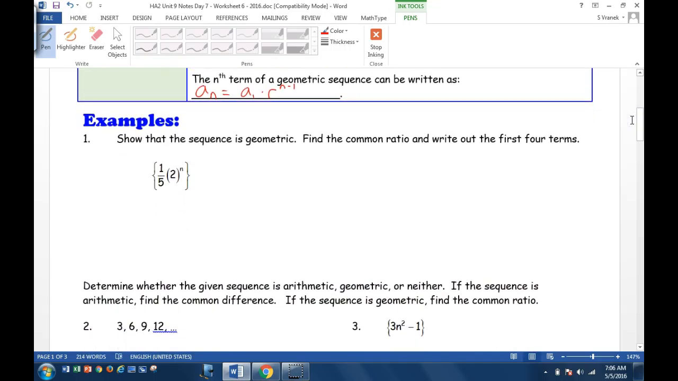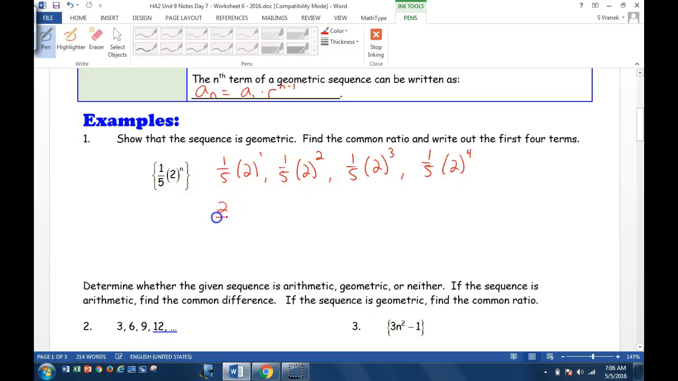So, show that the sequence is geometric. Let's write it out. If we put a 1 in, we get 1/5 times 2 to the first. Then we have 1/5 times 2 squared. Then I have 1/5 times 2 cubed. And then I have 1/5 times 2 to the fourth. Now you guys should be able to see that this is geometric because we're multiplying by another 2 each time.